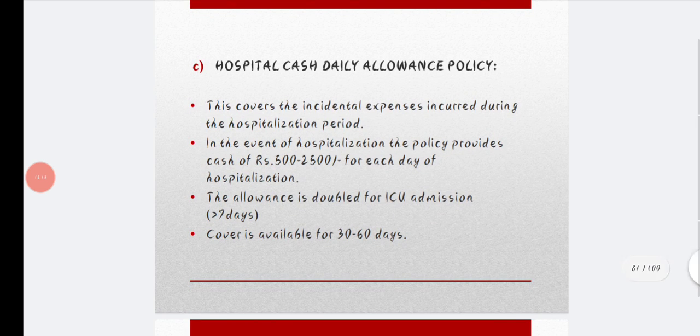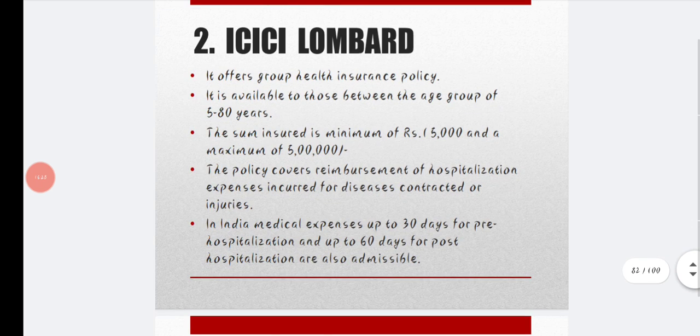Next is hospital cash daily allowance policy, that is cash of 500 to 2,500 for each day of hospitalization will be insured, and it is for 30 to 60 days will be covered. ICICI Lombard, here the age group 5 to 80 years, and sum insured is minimum 50,000 to 5 lakh, and it covers the expenses up to 30 days.